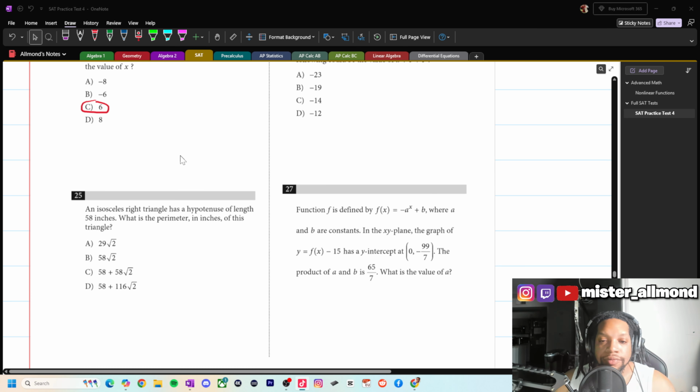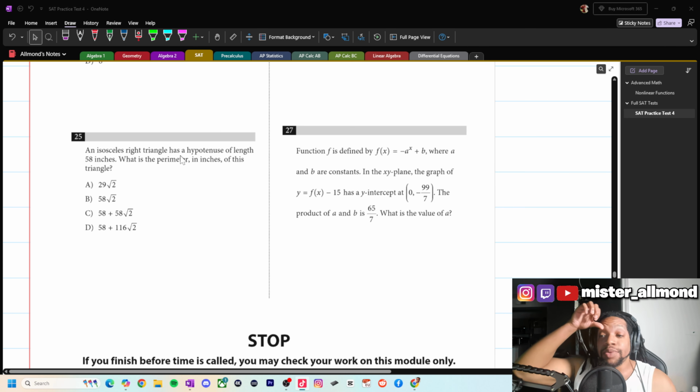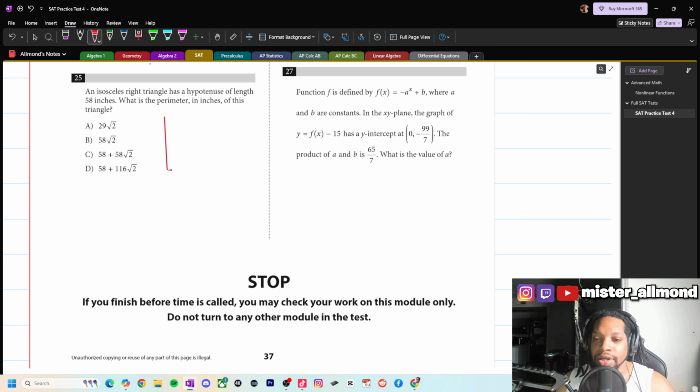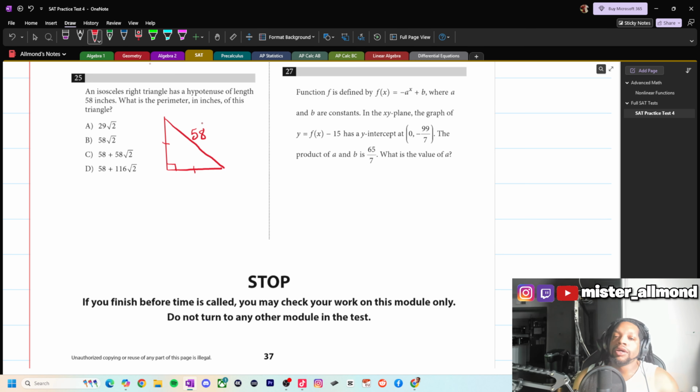All right, 25. I'm gonna stop at 27, so I only got three more. An isosceles right triangle has a hypotenuse of length 58. I don't think on the formula sheet they give you definitions and stuff like this. So I think you just gotta know what isosceles right triangles are and what they look like. Okay. What is the perimeter in inches of this triangle? So I gotta add up all three sides. That side and that side are the same. That's really the hardest part, honestly, just knowing that that's true.